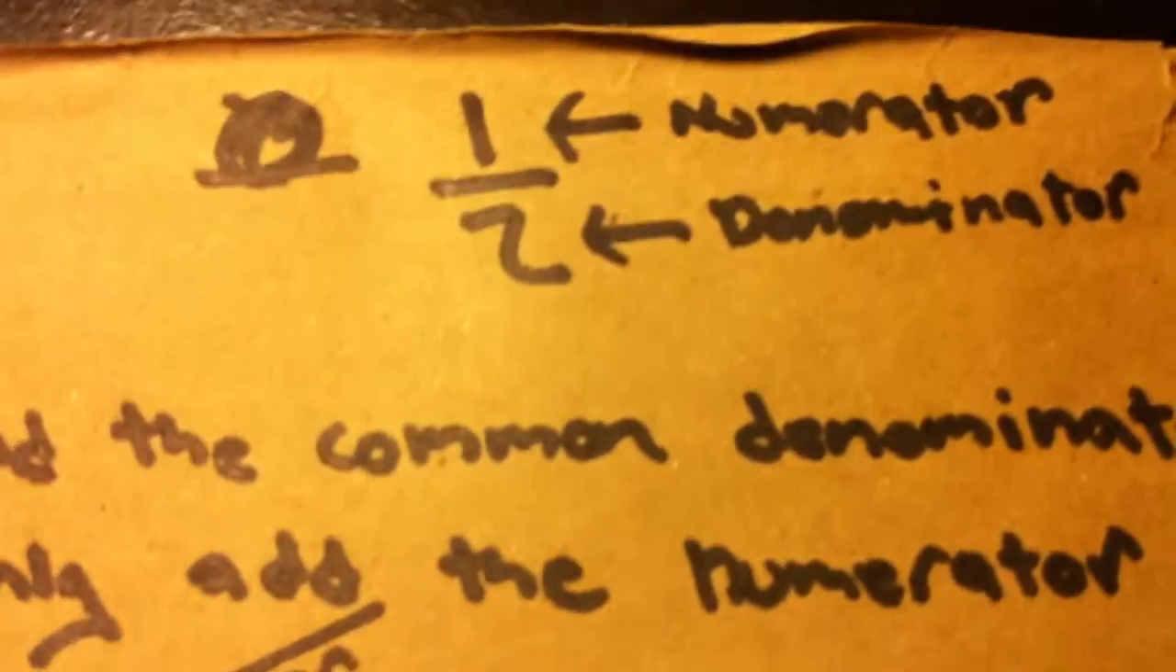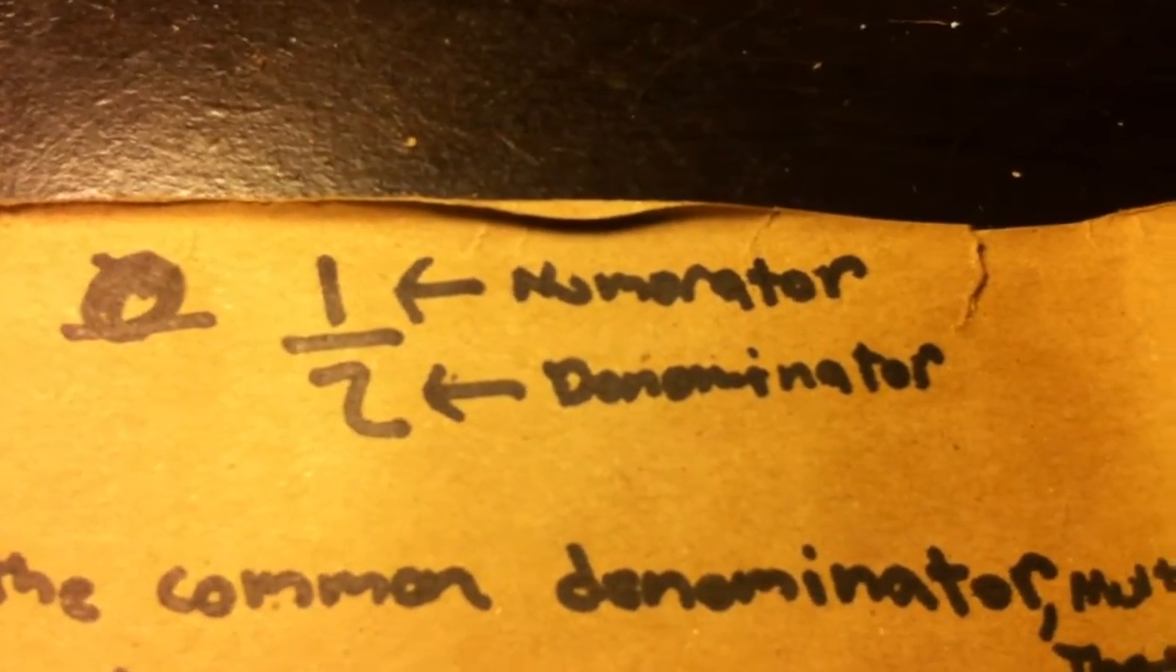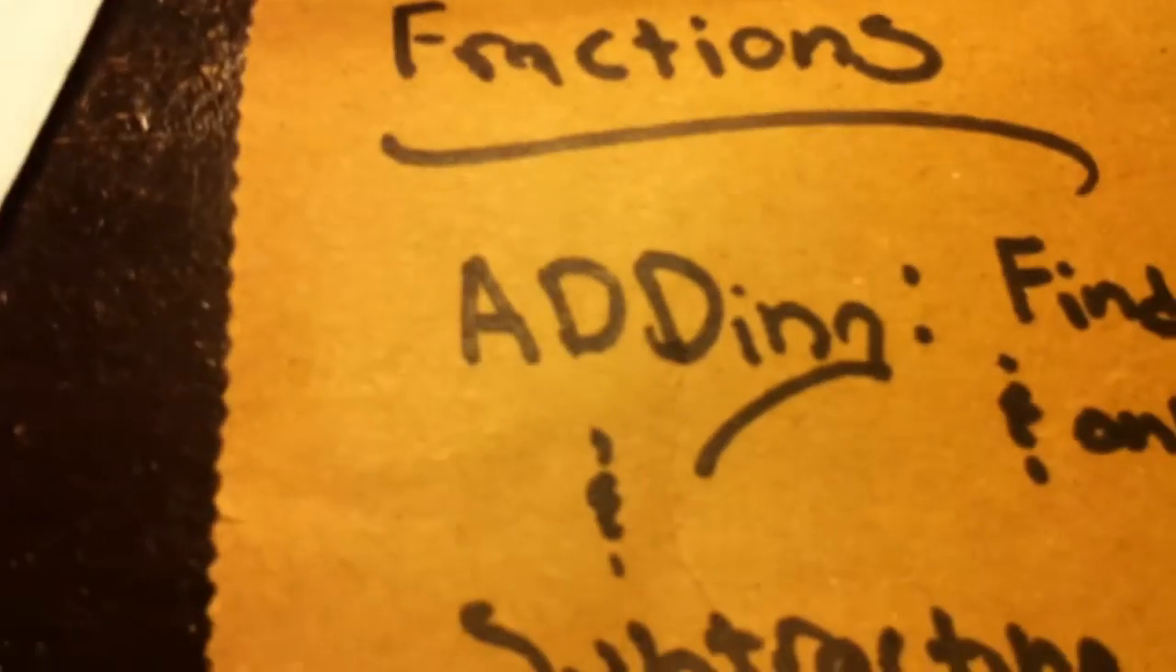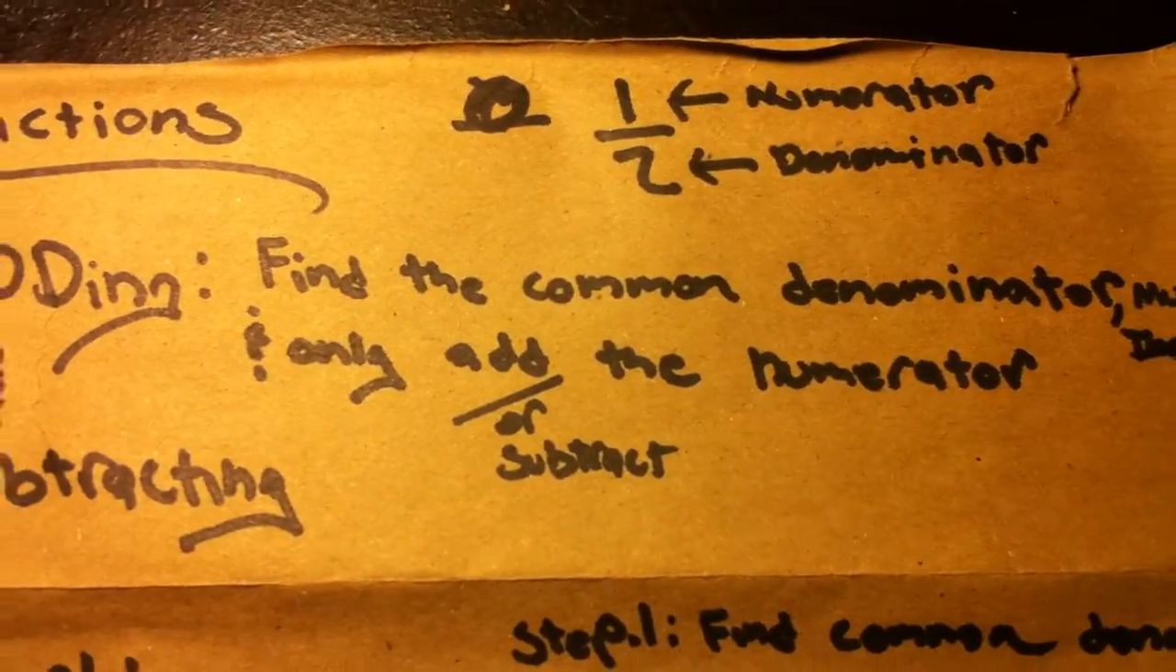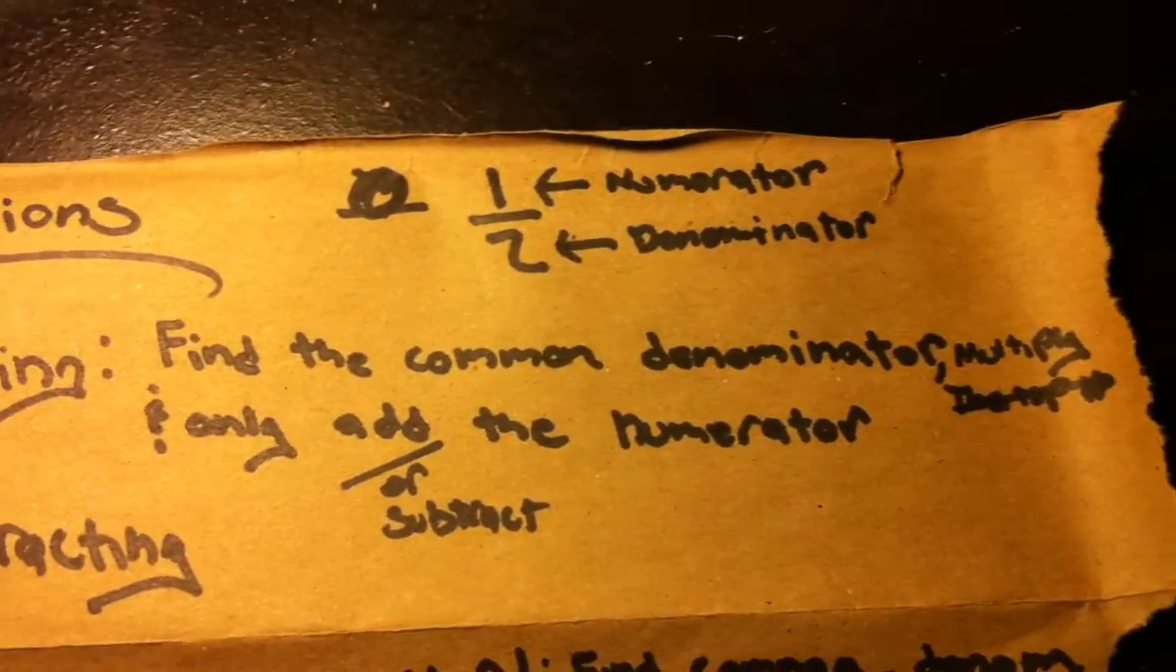So fractions. Fractions are in the form of a numerator, which is the top number, and a denominator, which is the bottom number. So yeah, remember those terms. Okay, so how do you add fractions? It's actually really simple. Well, not the simplest. It's the hardest of the operations, but it's actually really simple.